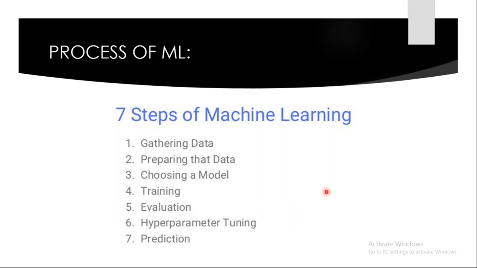So, to be crisp, these are the general 7 steps in the machine learning process flow, where initially we will be gathering the data, as said earlier. After that, we will be preparing the data, choosing a model, training it, and then evaluating it for correctness. Why do we need evaluation? Because we have trained the model, but we have to check its correctness, whether it is predicting the output correctly or not. So for that, we need evaluation. After that, hyperparameter tuning and prediction. We will get to each of these in forthcoming slides.